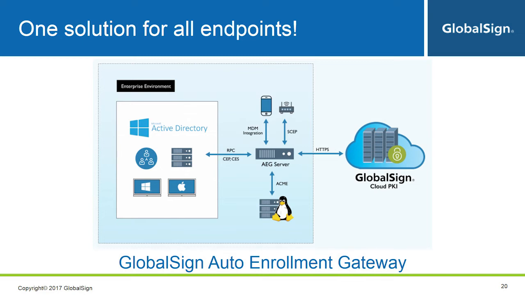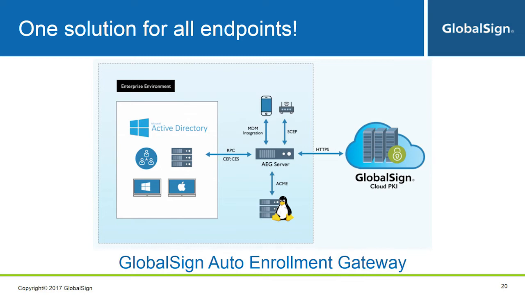AEG, the GlobalSign Auto Enrollment Gateway product, is essentially a connector that speaks multiple languages, so to speak. It talks to your Active Directory on one end. It's very well integrated with your Active Directory. And it speaks the SEP and SES protocols for those of you who are familiar with it. And as mentioned before, it talks to our GlobalSign cloud services platform using APIs. And every single transaction is over HTTPS, so there's no point of any information leaking out of the network.